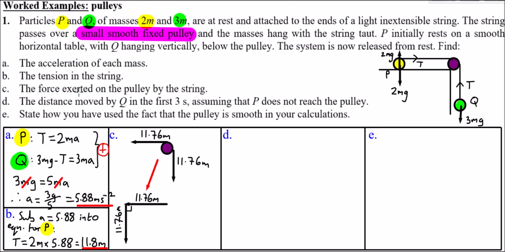So the force exerted on the pulley by the string is going to be this here, which I'm just going to label F. Now, because these sides are equal and opposite, we could also, if we wanted to, work out the direction of the force. It's going to be 45 degrees below the horizontal, because this is an isosceles triangle with two sides the same.